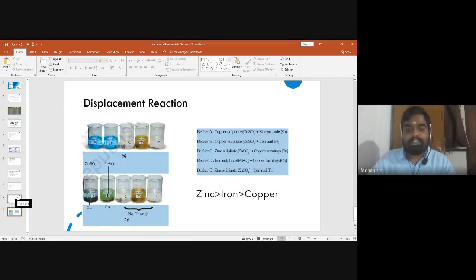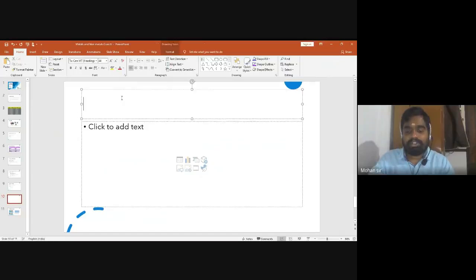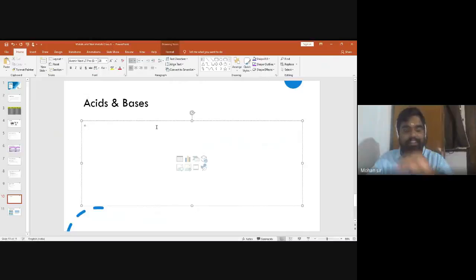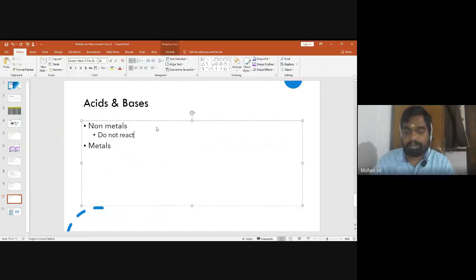And after displacement reaction, another chemical property of metals and non-metals we have to study is the reaction of metals and non-metals with acids and bases. So, do metals react with acids and bases or not? First we will take non-metals again. Why am I taking non-metals? Because non-metals never react with acids or bases. But what about metals? Yes, metals will react with acids and bases.